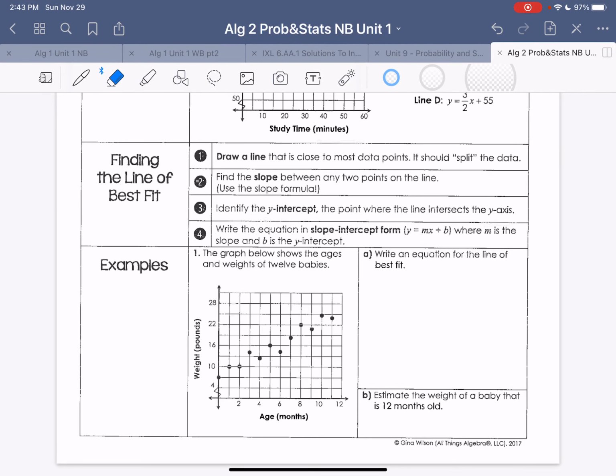Okay, so for example number 1, I need to write in what we got for the line of best fit. It was y equals 1.7x plus 7. And then they had me estimate the weight of a baby that is 12 months old, and we came up with 27 pounds.